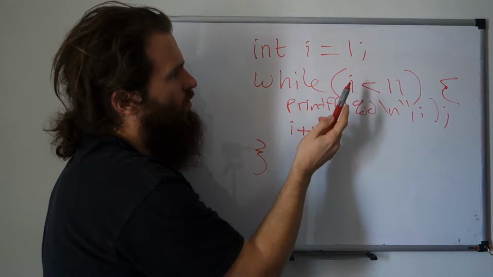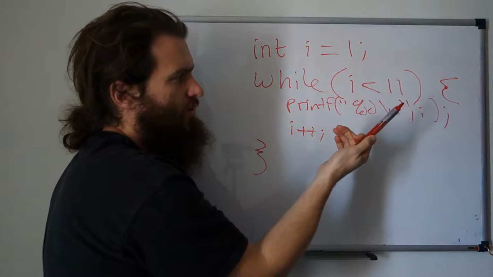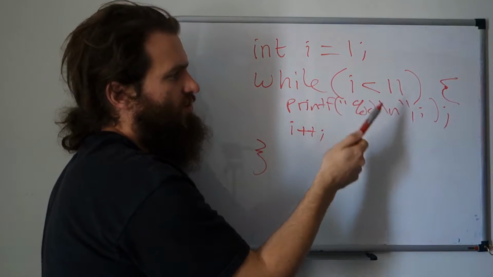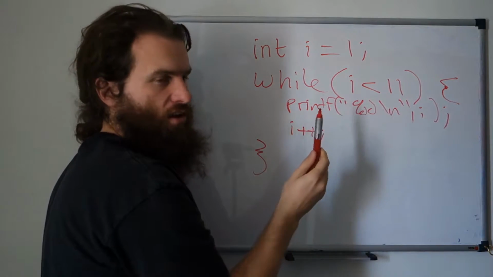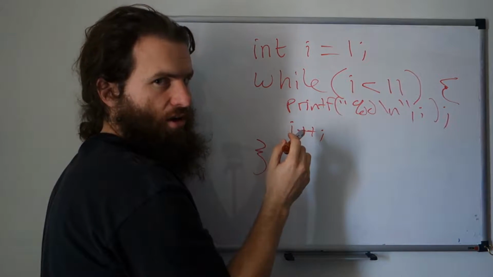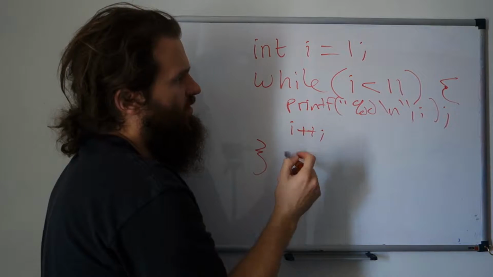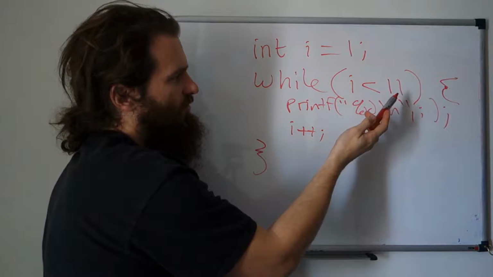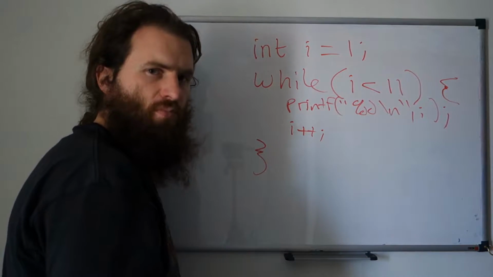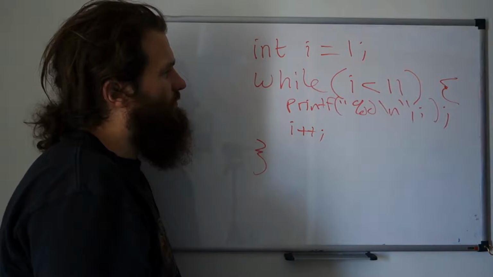First of all, i is 1, so the condition is evaluated: 1 is less than 11, so execute the loop. i is incremented, so then i is 2, and so on until i is 10 at the end of our last time around the loop. We increment it, it becomes 11, so i is no longer less than 11, and the loop exits. That's a while loop. It's very simple actually.